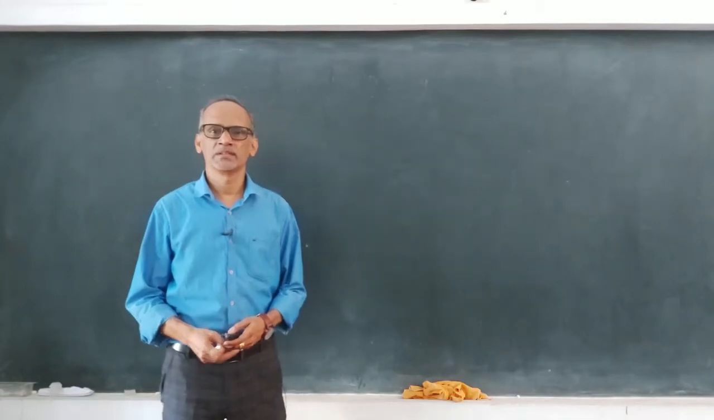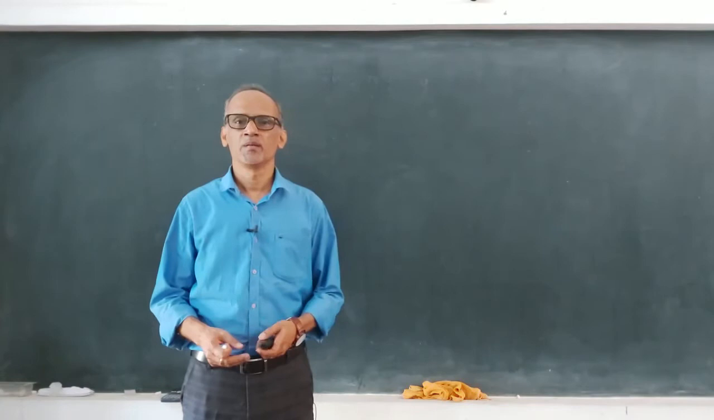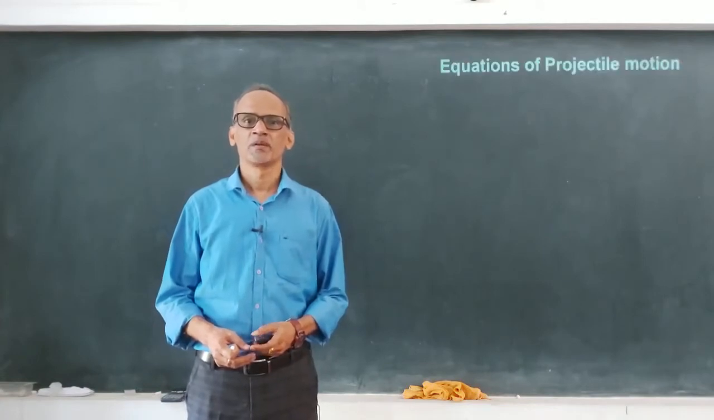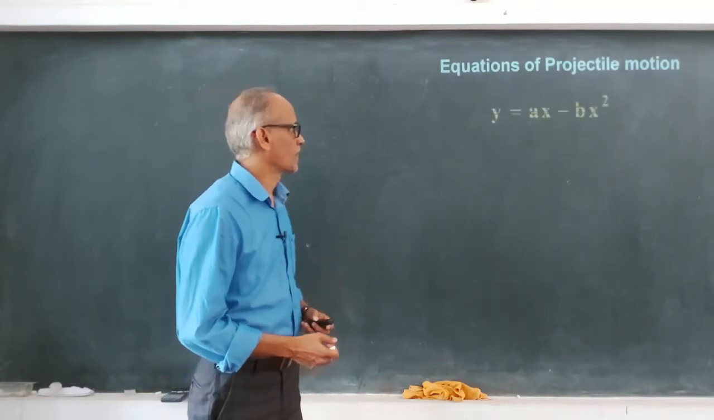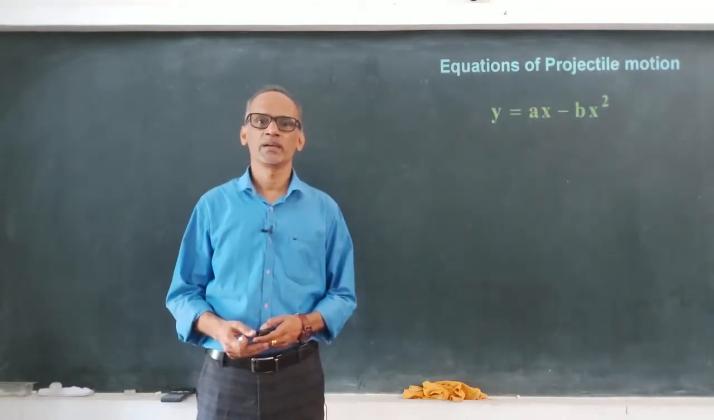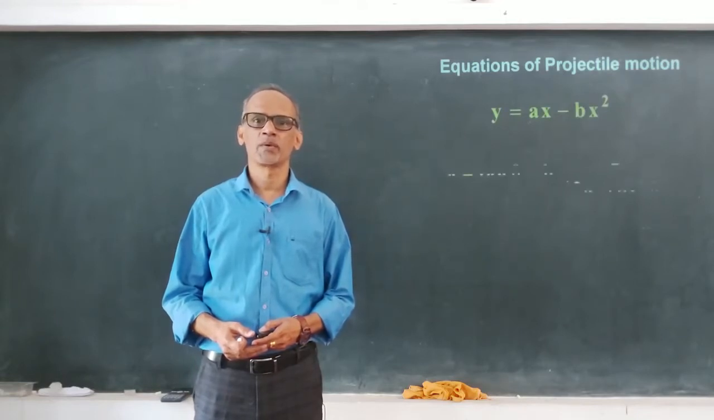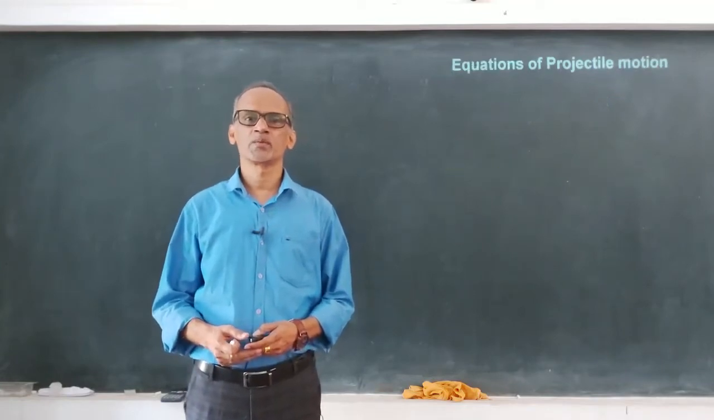Dear students, in the last class I explained important equations related to projectile motion, and these are called equations of projectile motion. So, the first equation is y is equal to ax minus bx square, where a is equal to tan theta and b is equal to g by 2 u square cos square theta.